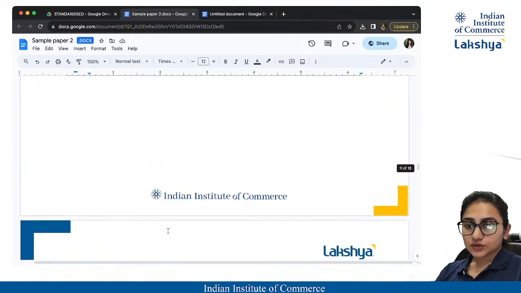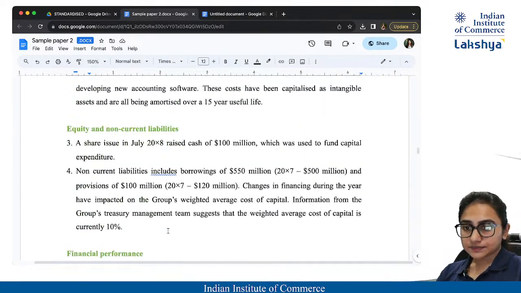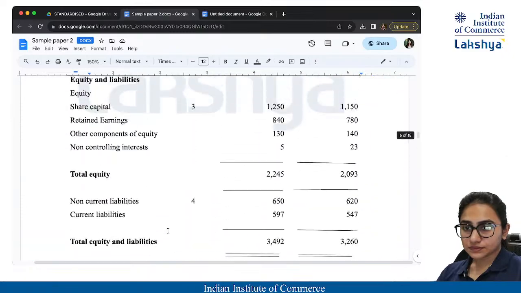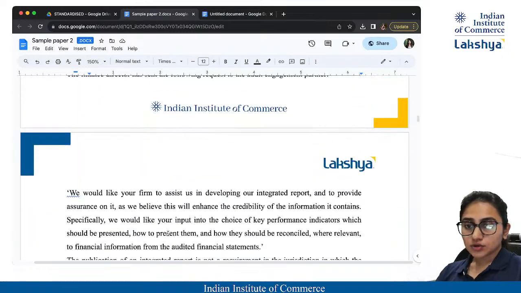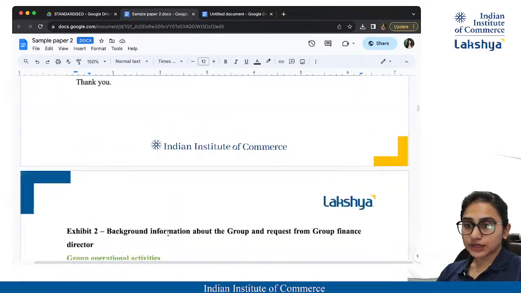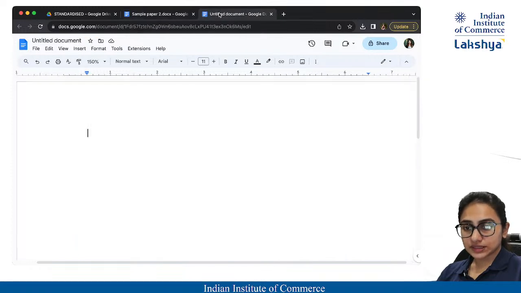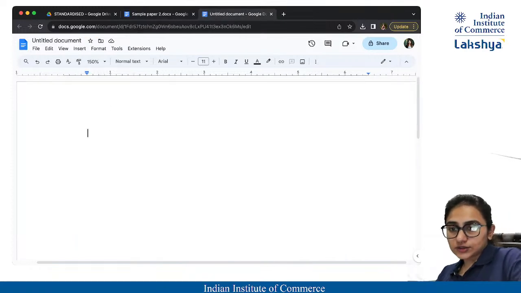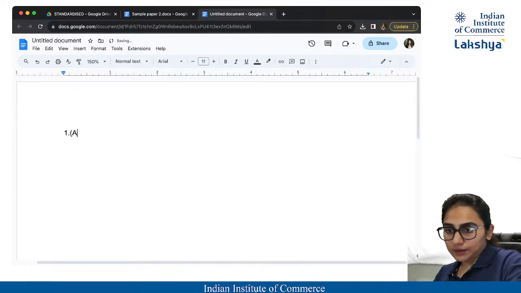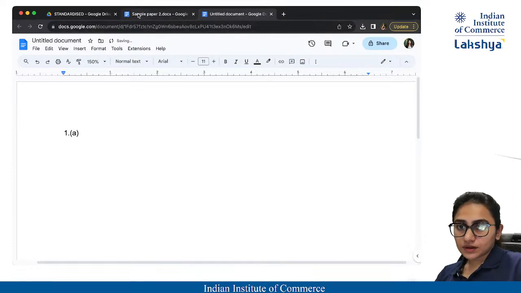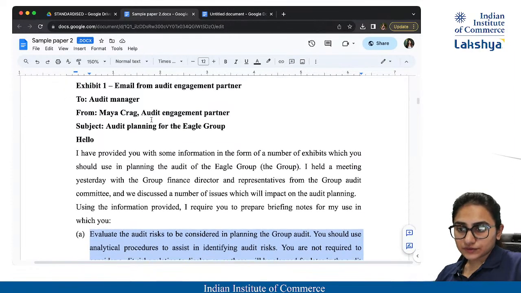Okay. So now let's answer the A part. You do not have to take any tension looking at the content. It's very easy, trust me. It's just like the section B that we solved. So you start your solution of the first one, the A part. Just read through the information.